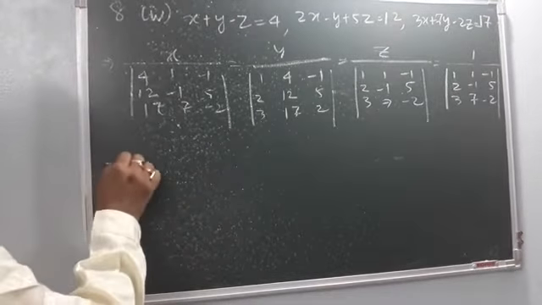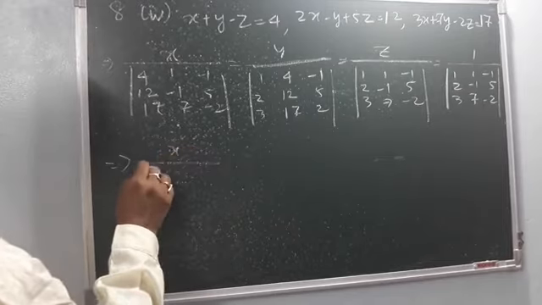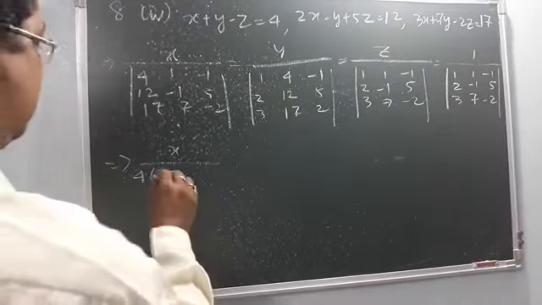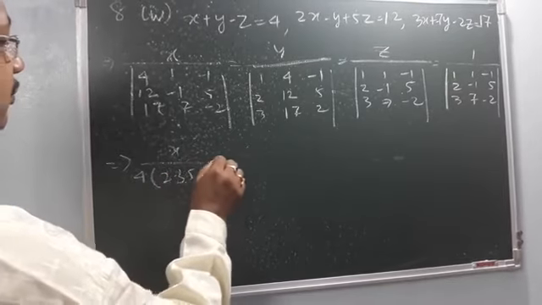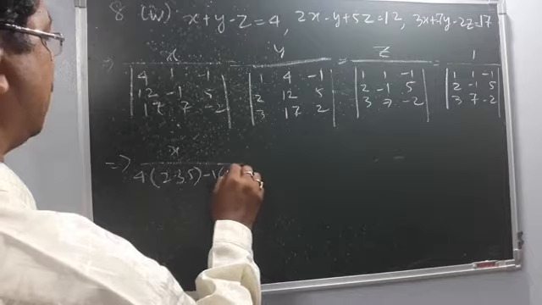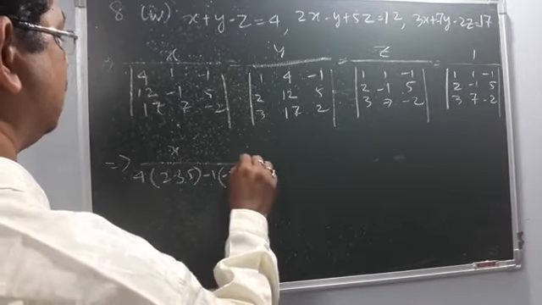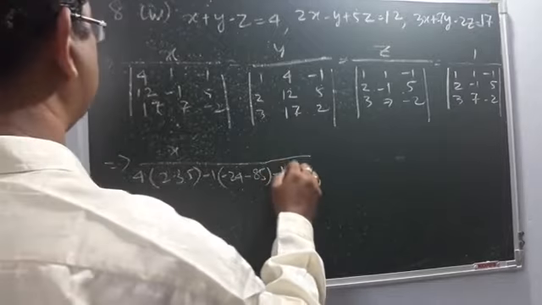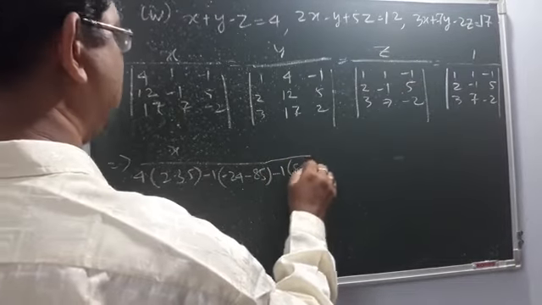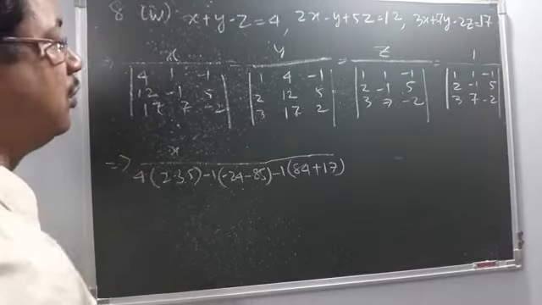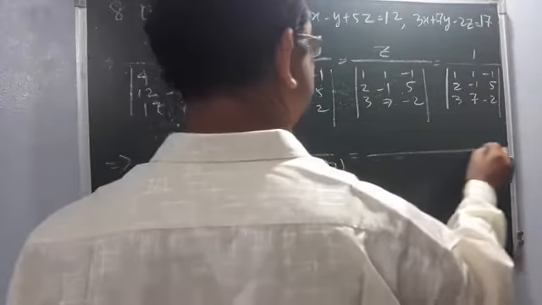Then it will be 4 inside the bracket, that one. How to break it, you know. It is 12 minus 35, very big one, and minus 1 times, that is minus 24 minus 85, and minus 1, that is 84 plus 17. So this is below x, we will write. Below y we will write like that.